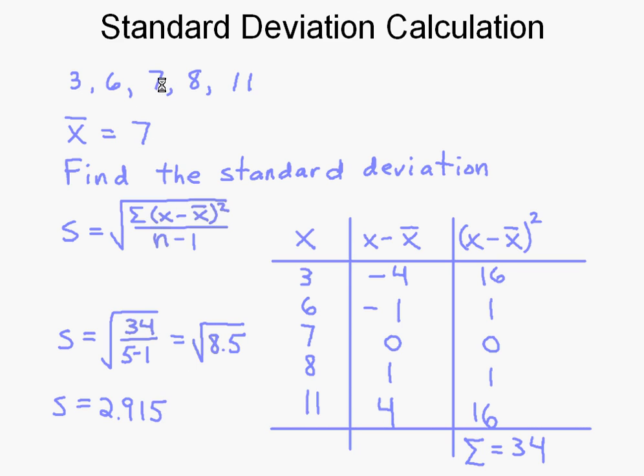So if you look, with 7 being the mean, we have a couple values that are 1 away and a couple values that are 4 away. So the average of all the deviations is roughly 2.915. Standard deviation, that's how you calculate it.